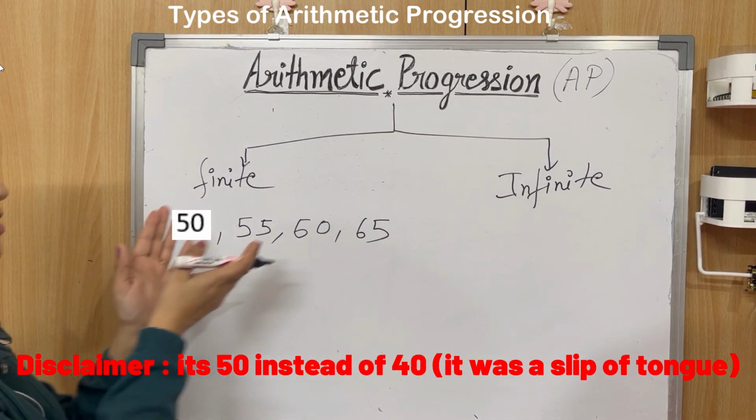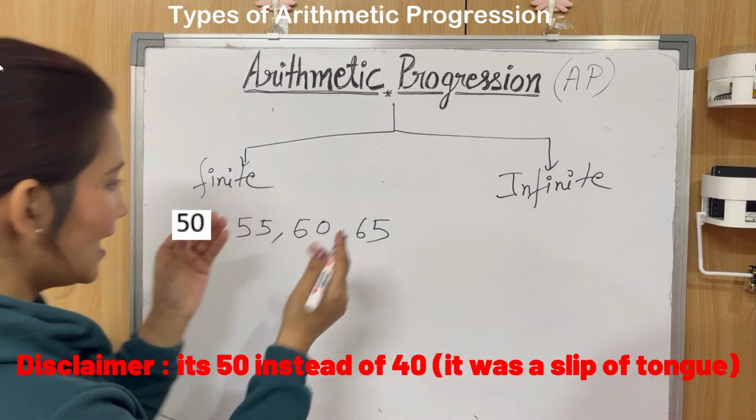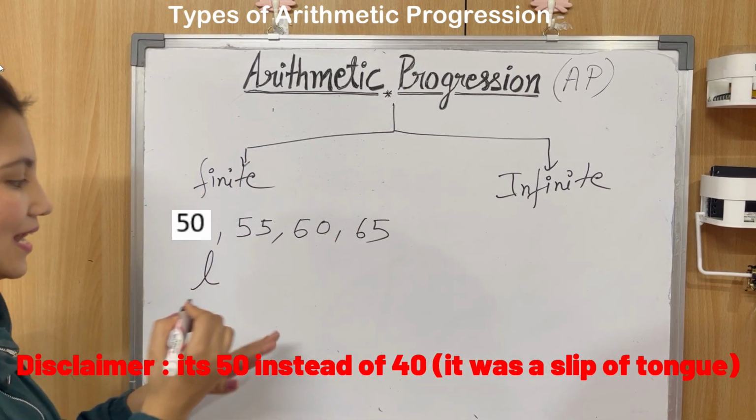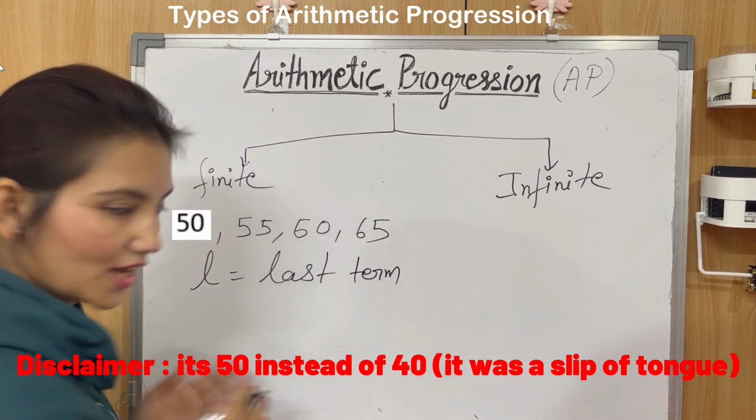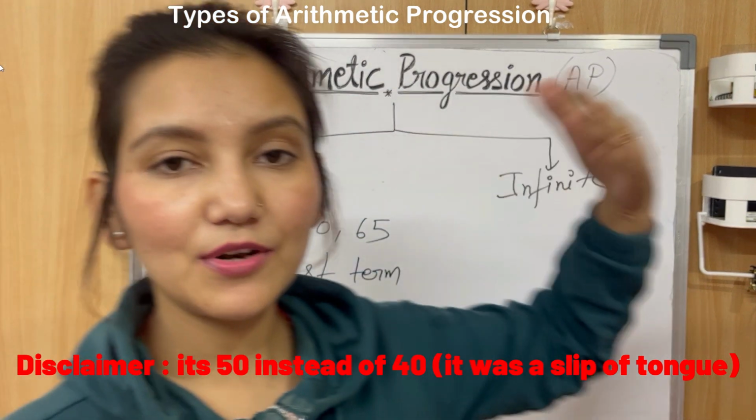We have the first term, we have the last term, right? And the last term of an AP is denoted by L. L is the last term of an AP. Okay? Now, let's take an example of an infinite AP.